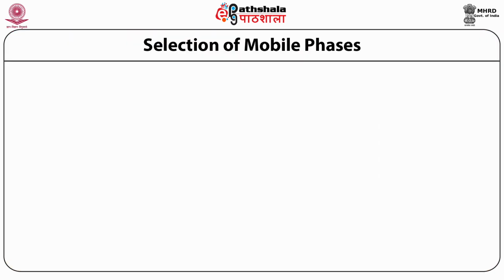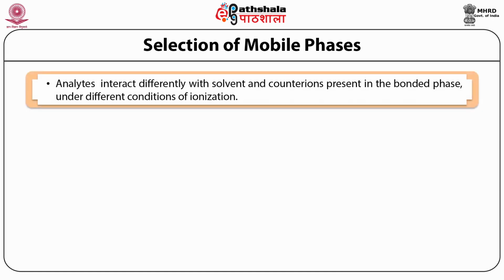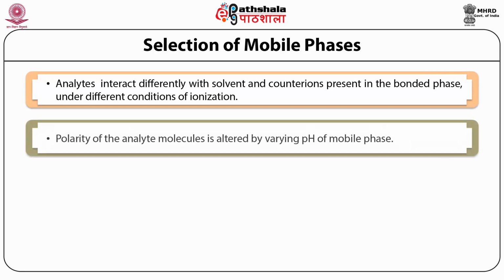Mobile phase and delivery system. The polarity of analyte molecules is altered by the extent of ionization, and the molecules interact differently with solvent and counterions present in the bonded phase. For separation of ionizable analytes, the pH of the mobile phase is adjusted to alter the degree of analyte ionization and consequently their polarity, which further alters the retention of analytes on the stationary phase.